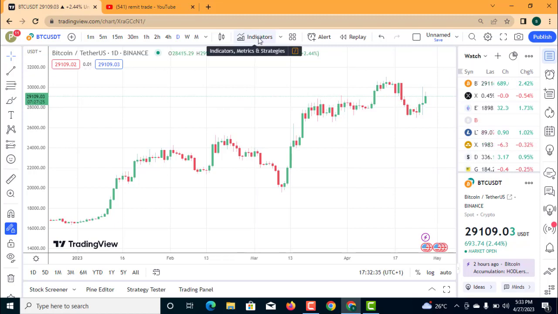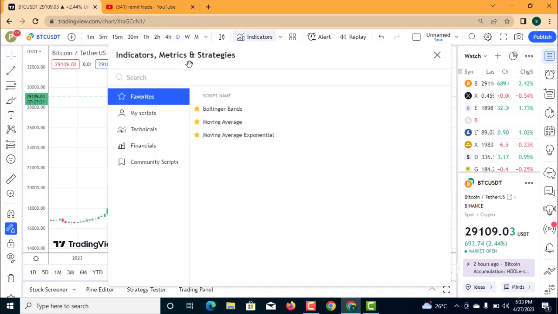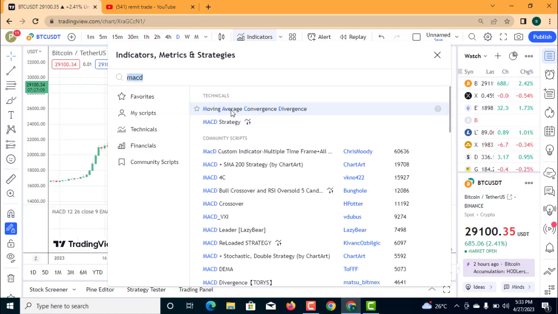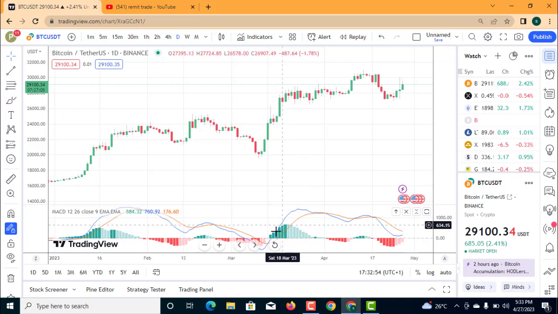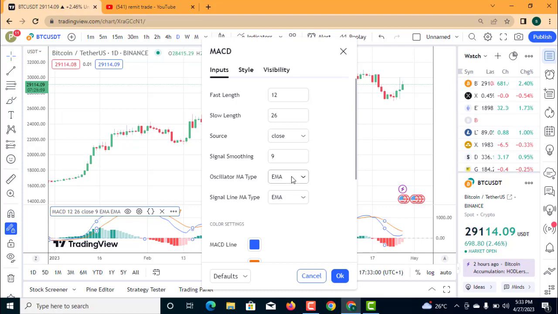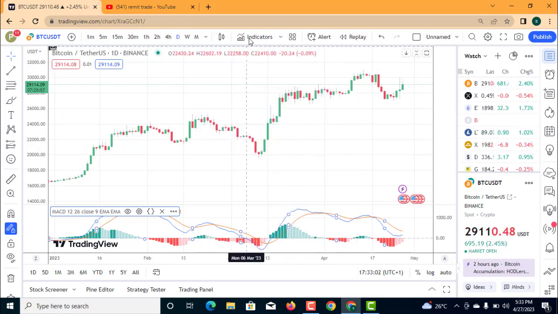So all you need to do is to come back to this very area of indicators, and when you come back here, you type MACD. So once you type MACD right here, then you see moving average, convergence, divergence. You click on it and it's going to show on your chart right here. Now this is the normal MACD. Don't change anything on the settings right here, leave it as it is.